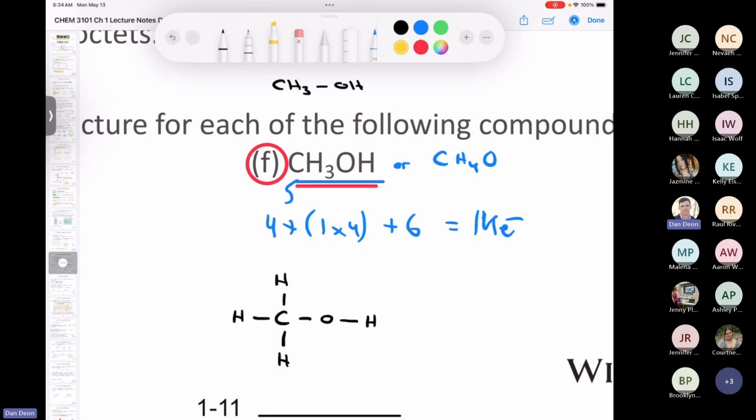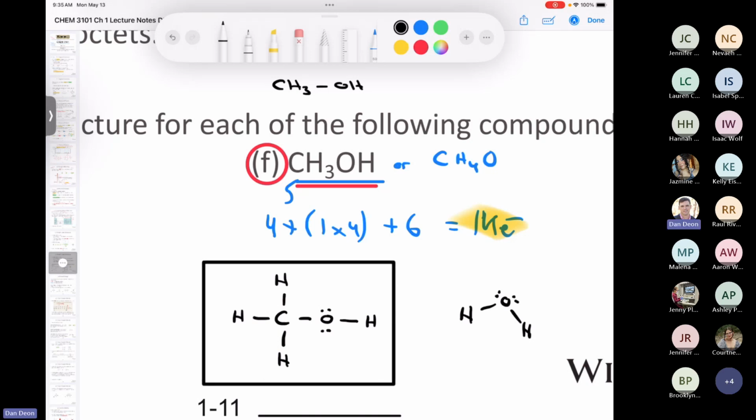Now, based off of this drawing, if I tally up the total number of valence electrons I've used up, I'm supposed to have a total of 14, but I've used up 1, 2, 3, 4, 5, 6, 7, 8, 9, 10. So there's 4 electrons missing from my structure. Could anybody tell me where they go? Where did the last 2 electrons go? That's right, they go on the oxygen, because we know that oxygen always has 2 bonds and 2 lone pairs. Just think of water. The oxygen has 2 bonds and 2 lone pairs. So there you go. That's our answer. And this compound is methanol.